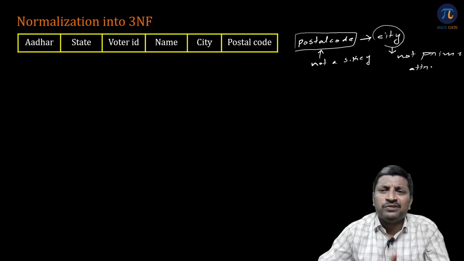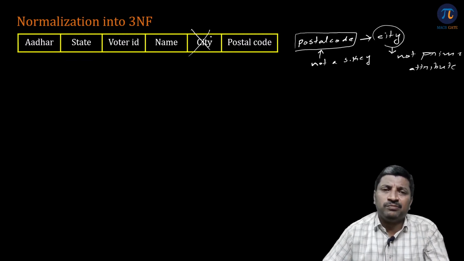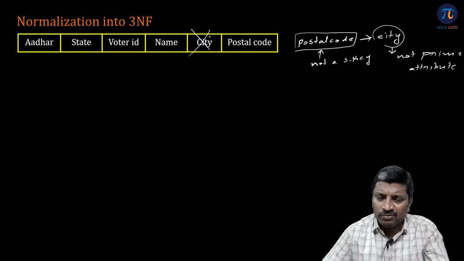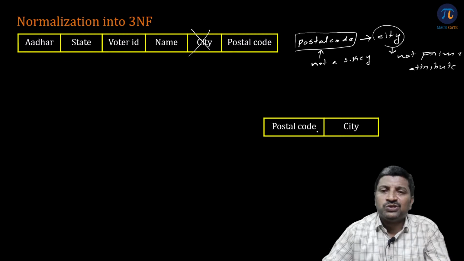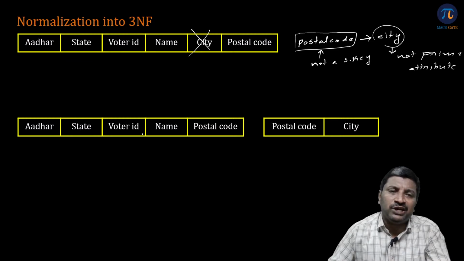Then punishment, that's it. What is the punishment? City is the punishable one, the victim. So delete it from the original table. Who is responsible, sir? Postal code. So city, postal code. That's it. What else are you having, sir? You are having the remaining: Aadhaar, state, voter ID, name, postal code.